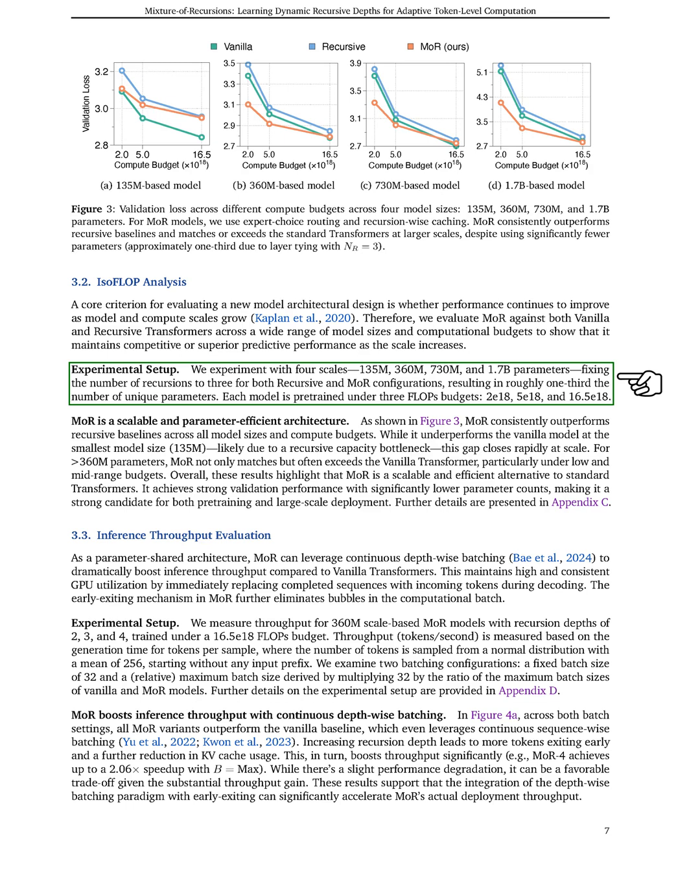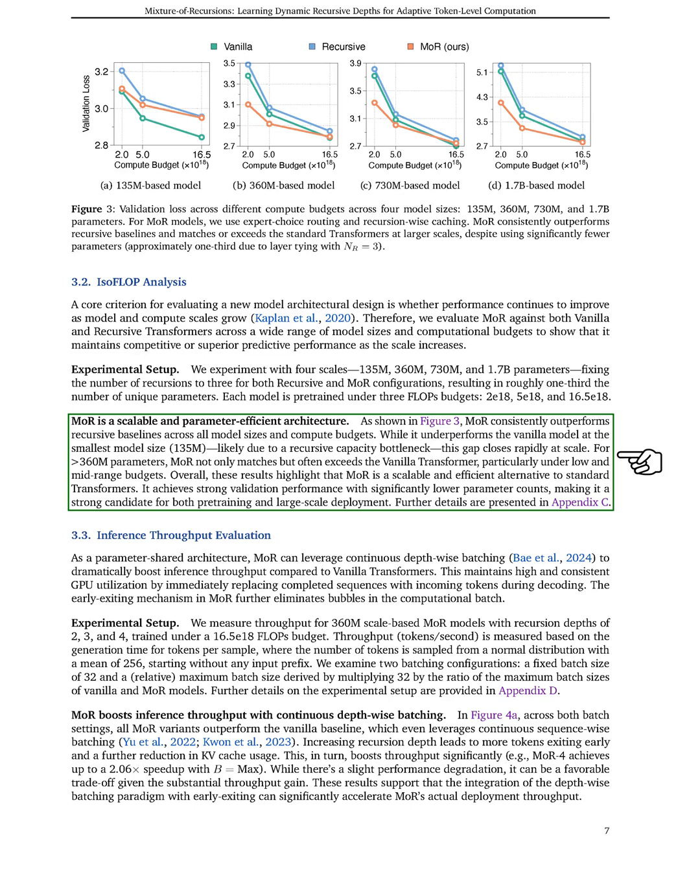Each model is pre-trained under 3 different computational budgets: 2 times 10 to the power of 18, 5 times 10 to the power of 18, and 16.5 times 10 to the power of 18. We find that Moore is a scalable and efficient architecture. As shown in our results, Moore consistently outperforms recursive baselines across all model sizes and computational budgets. Although it performs slightly worse than the standard model at the smallest size due to a recursive capacity limitation, this performance gap quickly narrows as we scale up.